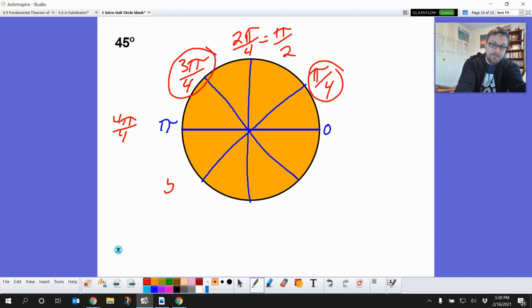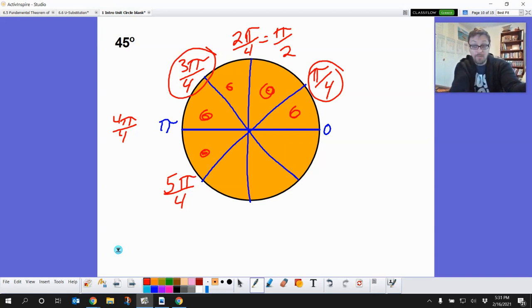Then this one is 5 pi over 4. And look, I'm just counting things. We got 1, 2, 3, 4, 5 pieces of pi over 4. The bottom one is 6 pi over 4, but that's 3 pi over 2. We've already done that one. The final one is 7 pi over 4.